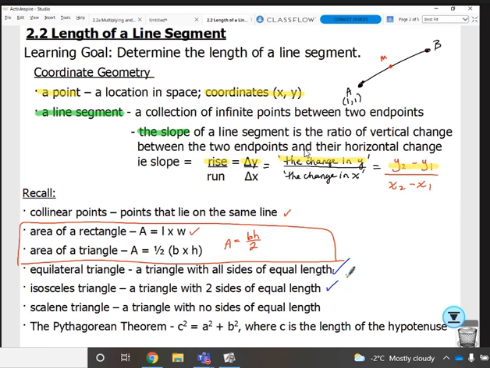Yeah, remember that? Good. A scalene triangle is a triangle with no sides of equal length. How about types of triangles? Can I get a thumbs up or a thumb to the side or a thumbs down? Okay. And lastly, the Pythagorean theorem. C squared equals A squared plus B squared.